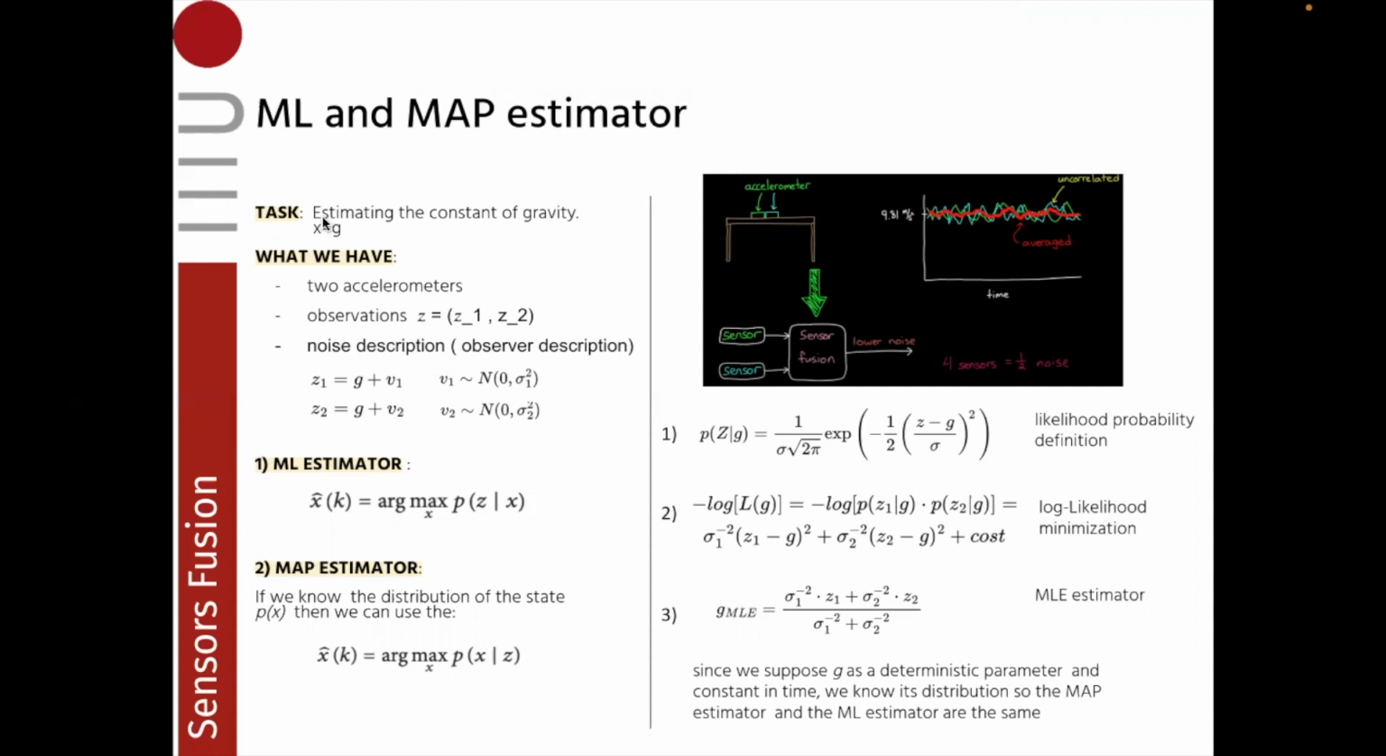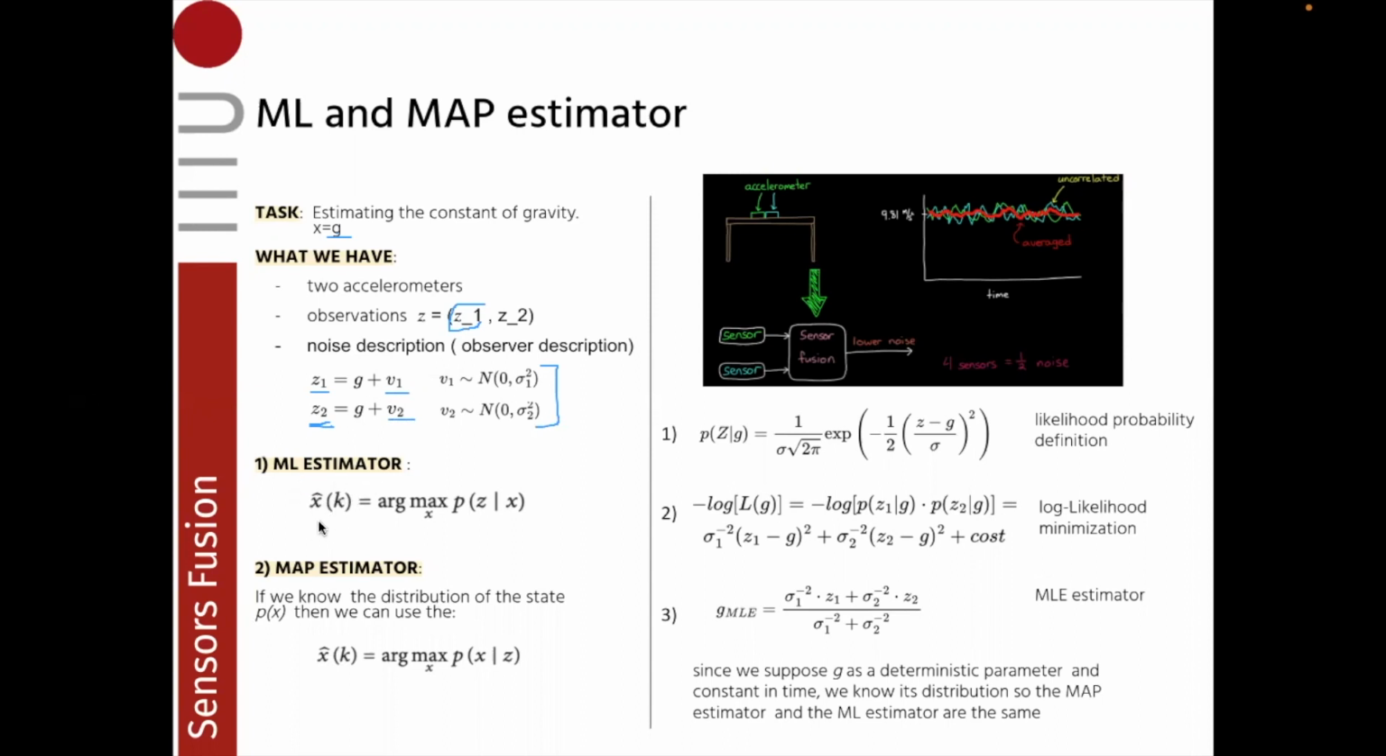Let's try to recap our example from before. We are trying to estimate the constant of gravity, G. So our state now is G. We have two accelerometers, or two sensing units, that can give us two observations, Z1 and Z2, and we have a noise description. So we know that our accelerometers are not perfect, and our measurements are affected by random variables V1 and V2 respectively, which can be described as random Gaussian noise.